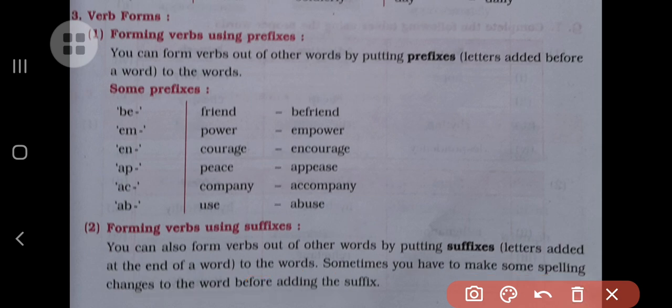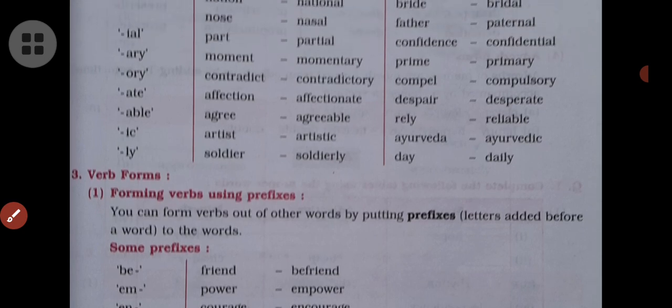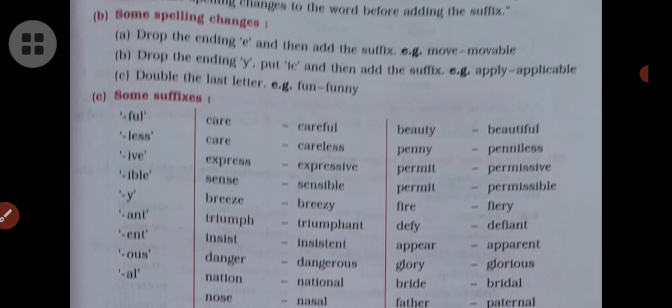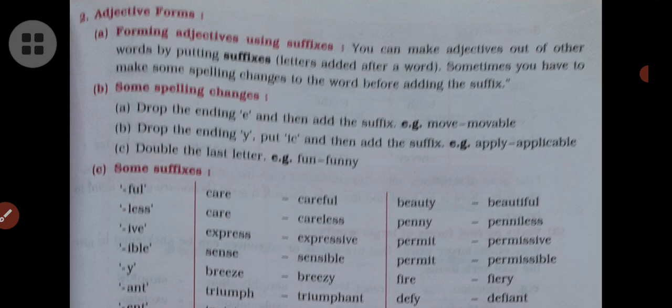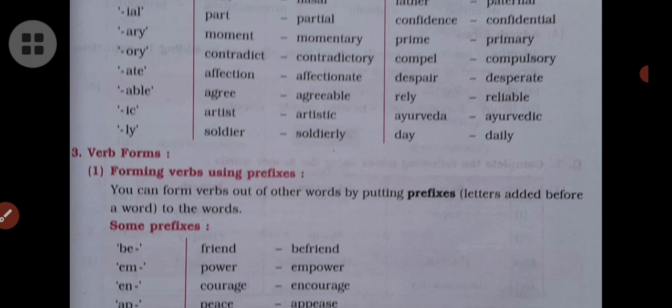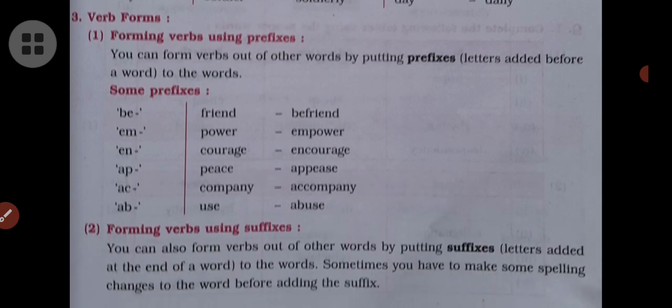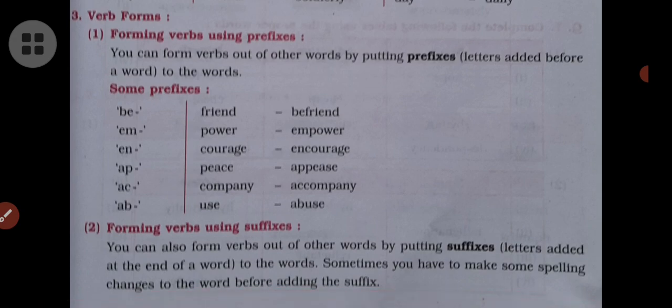Okay, so we will continue it tomorrow. I hope you understood today's topic regarding word formation. We discussed today how to form adjectives by adding some suffixes and by making some changes. Similarly, we also learned some basic information about how we can form verbs from the given nouns by adding some prefixes, right? How we can make verbs by adding some suffixes, we will discuss tomorrow.